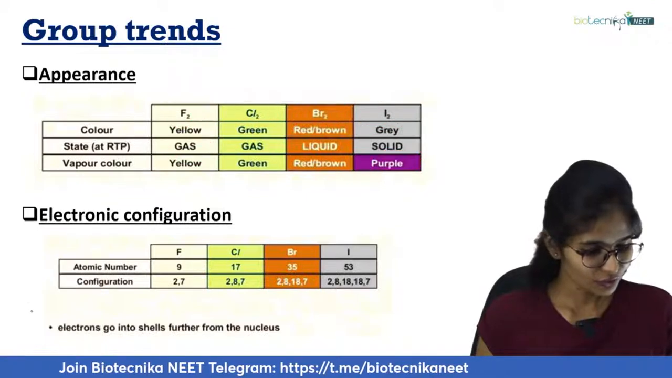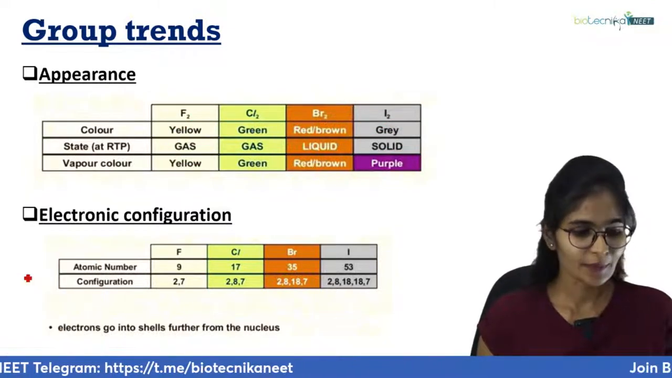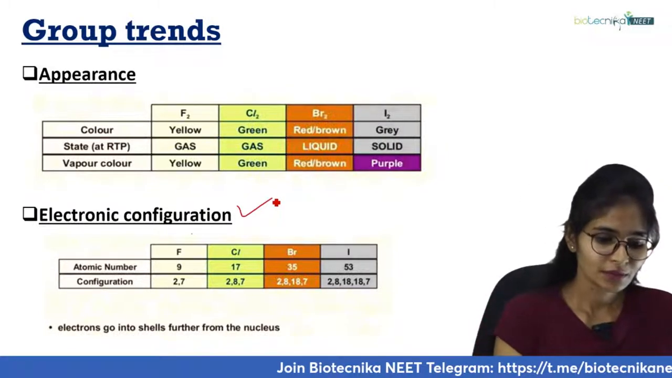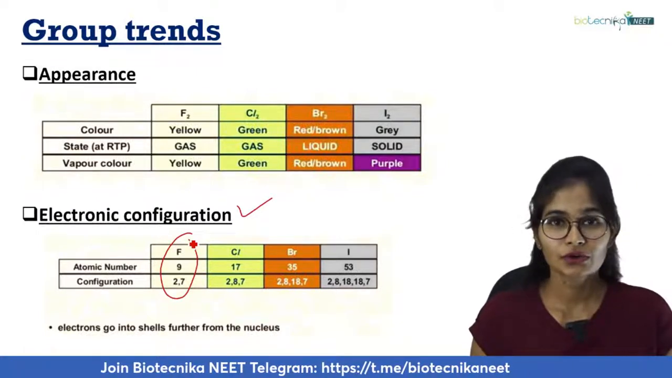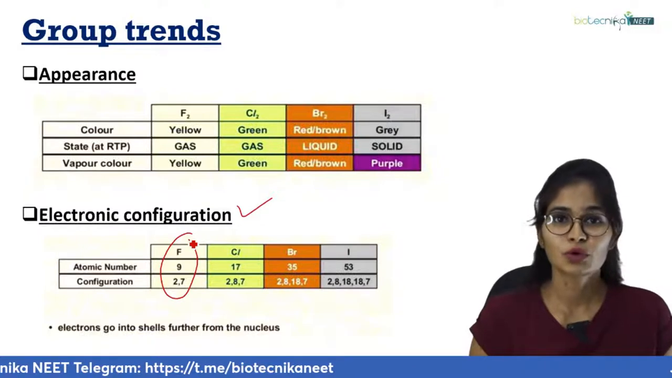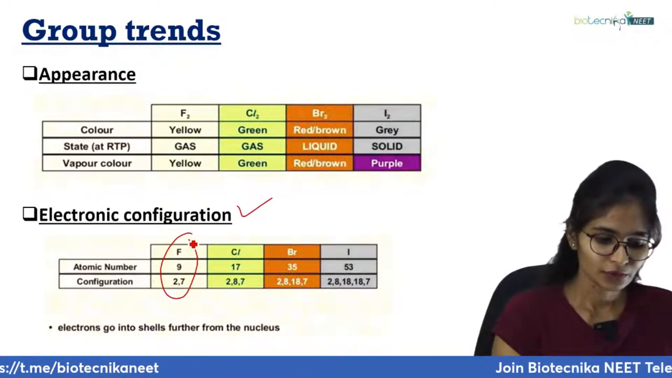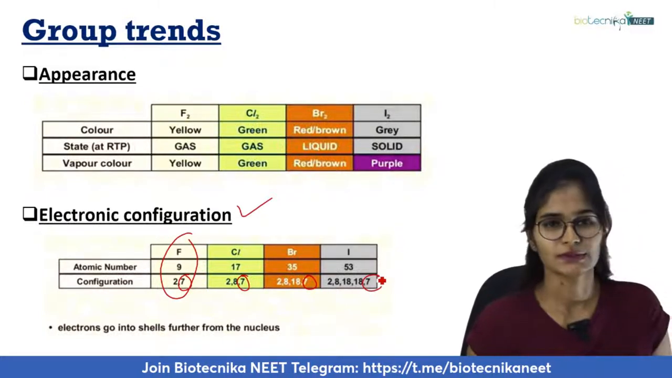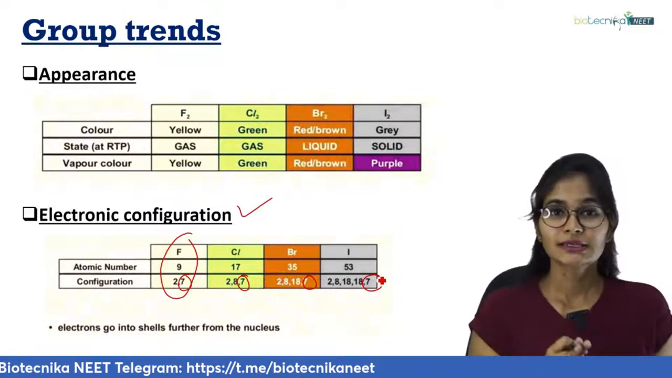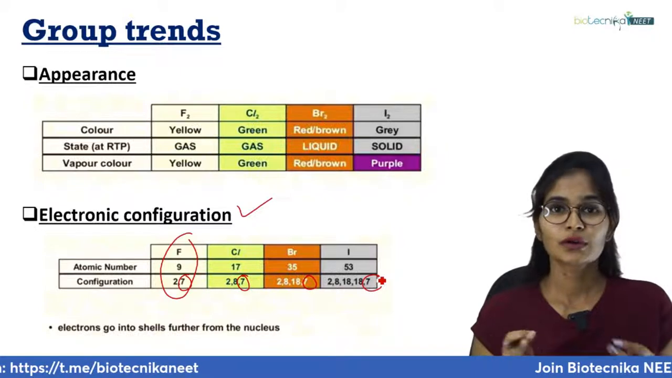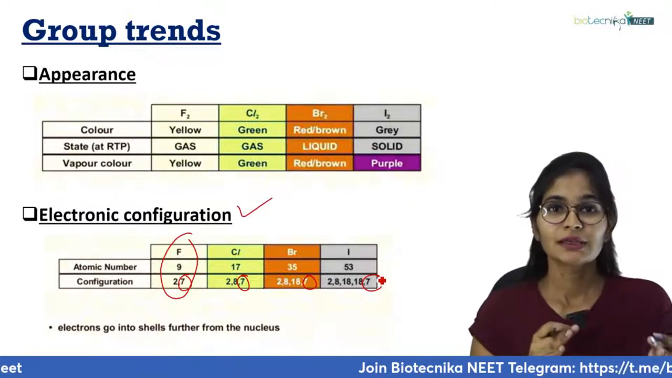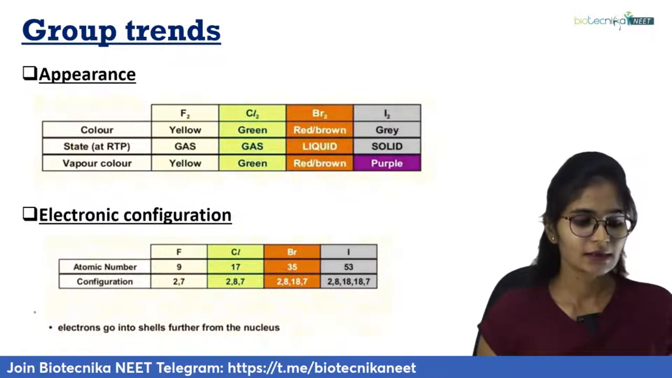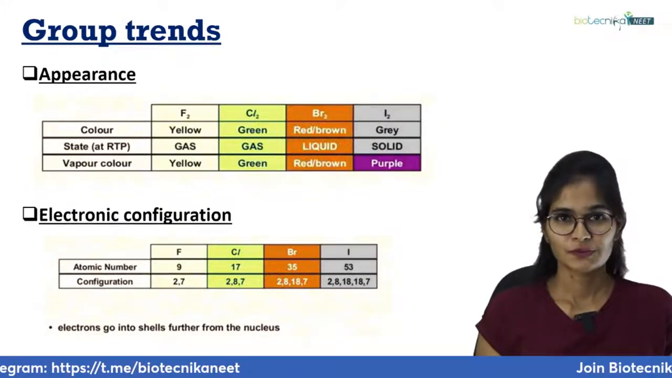I hope you know the nature of all the group 17 elements, and apart from that, I have already told the electronic configuration, with the atomic numbers along with their configuration, showing how many electrons are present in fluorine, chlorine, bromine and iodine. The 7 you can see in all boxes represents the valence electrons. As the atomic number increases, electrons go on adding, so there will be an increase in size also. So this is with respect to appearance and the electronic configuration of group 17 elements.